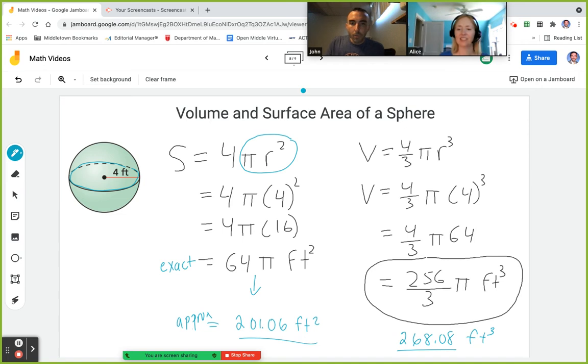Great, excellent. Yeah, and I like how the exact answer is exact, but then the approximate is almost more intuitive. I don't really have a sense of how large 256 divided by 3 times pi is, but I have a sense about how much 268 feet is, and whether 0.08 is going to make or break it if I'm calculating how much sand can fit in a sculpture or something. Exactly. And I think that's why we use them, just to get a better idea of what we can do with the shapes and their volume and area.